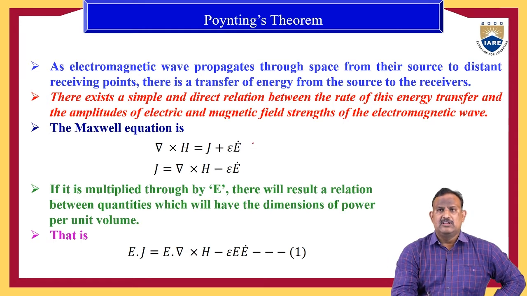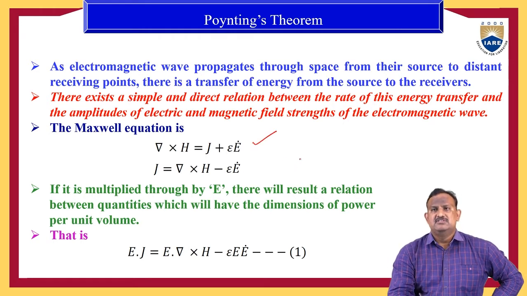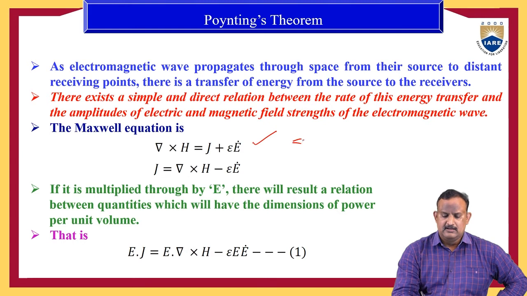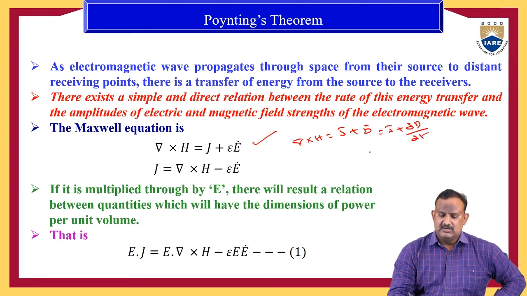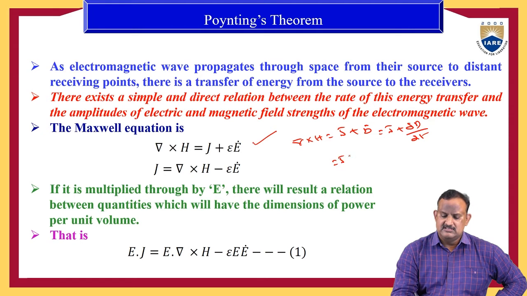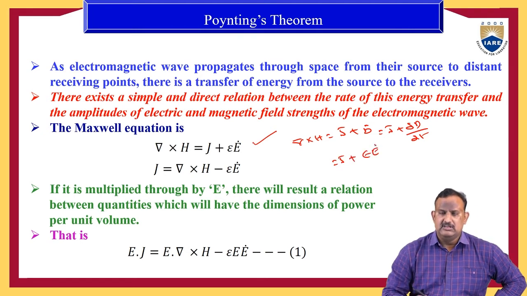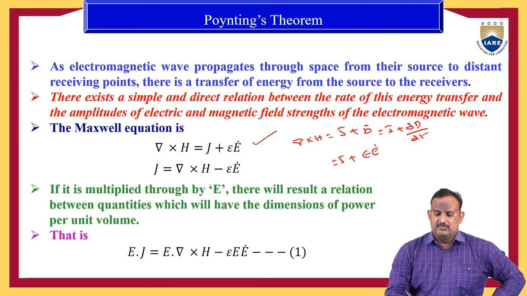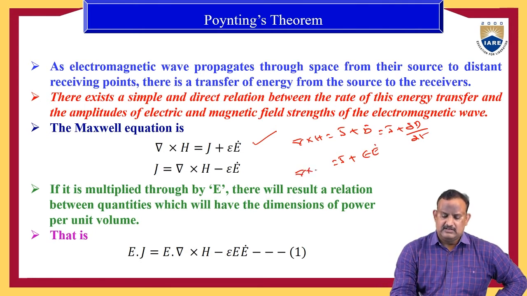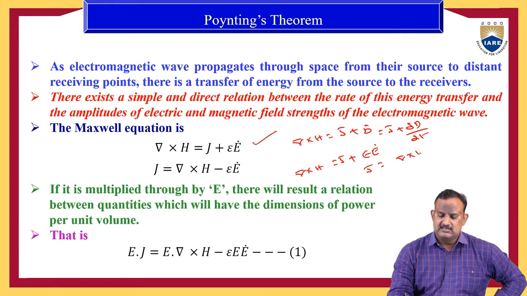We know the Maxwell equation, del cross H equal to J plus D dot, which is J plus dou D by dou T. Because D is equal to epsilon E, we can express it as J plus epsilon into E dot. From this equation we can find the current density J, which is equal to del cross H minus epsilon E dot.